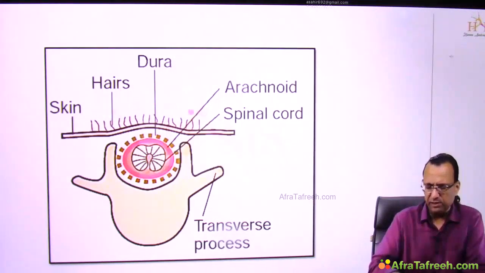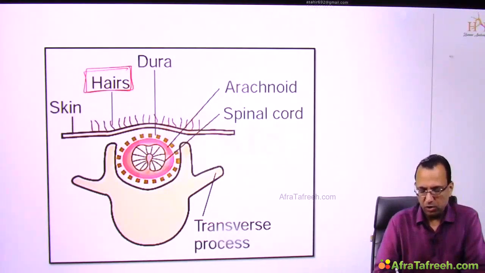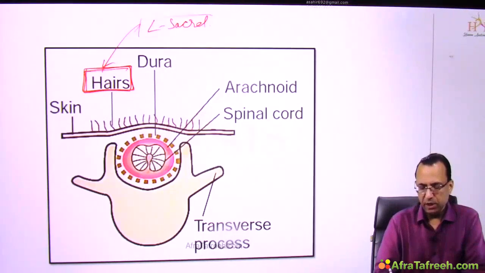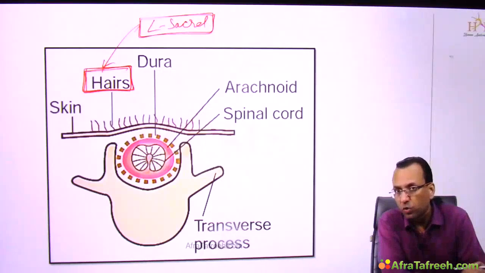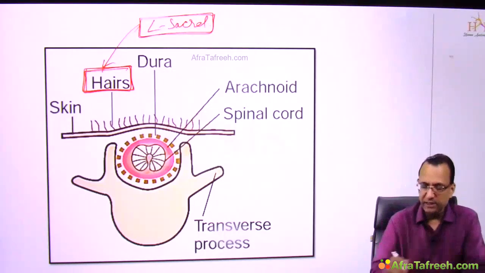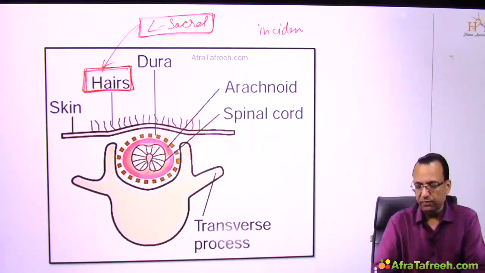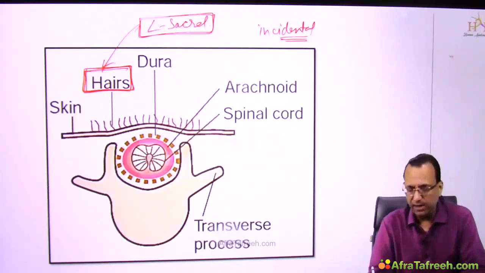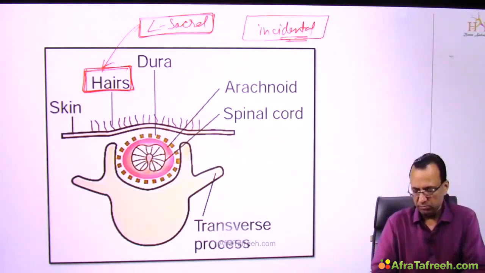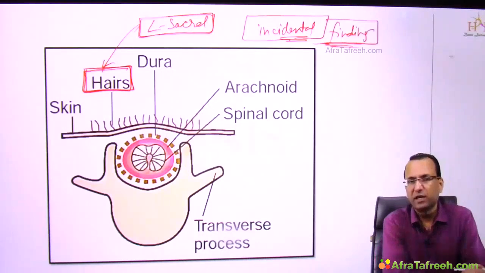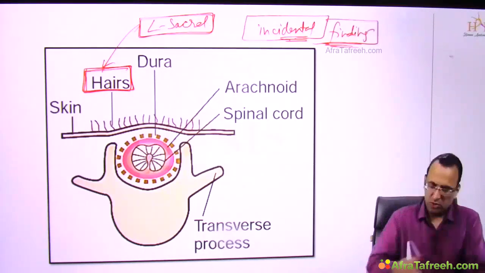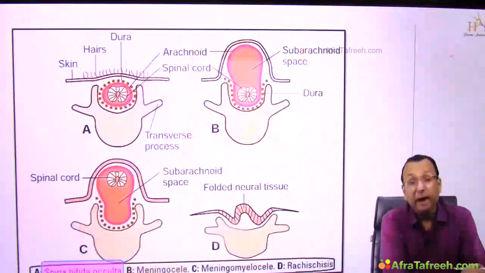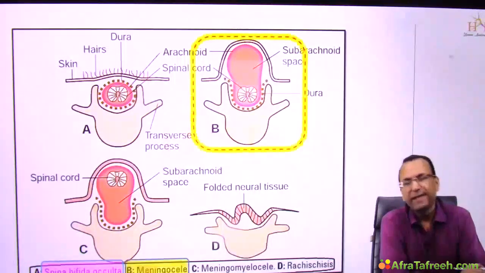It is hidden. There will be just a tuft of hair on the back, lumbosacral region. Nothing else. But if it is hidden, then how do you know that it is there? It is an incidental finding. What is an incidental finding? It means I was just taking some X-ray and I just found that the patient has some problem here, and it is called spina bifida occulta. Otherwise it is hidden. Even the patient doesn't know. It is asymptomatic.